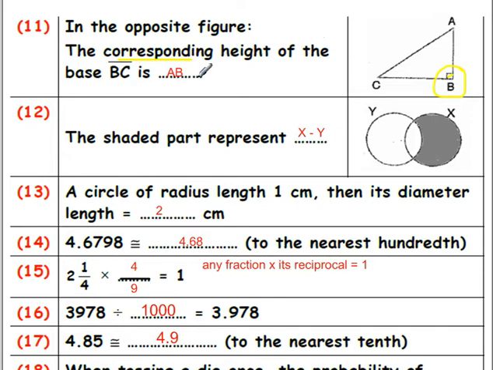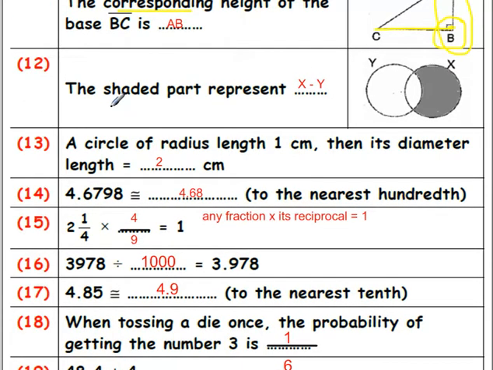In the opposite figure, the corresponding height of the base BC. This is the base BC. Okay, what is the corresponding height? The corresponding height is AB. Corresponding means opposite height, opposite altitude. Okay, the opposite altitude or corresponding height is AB.